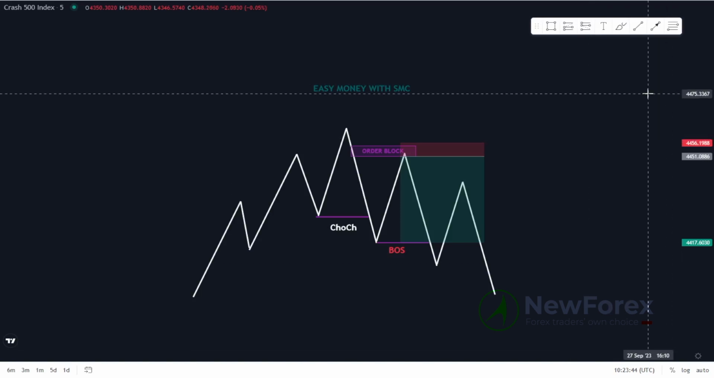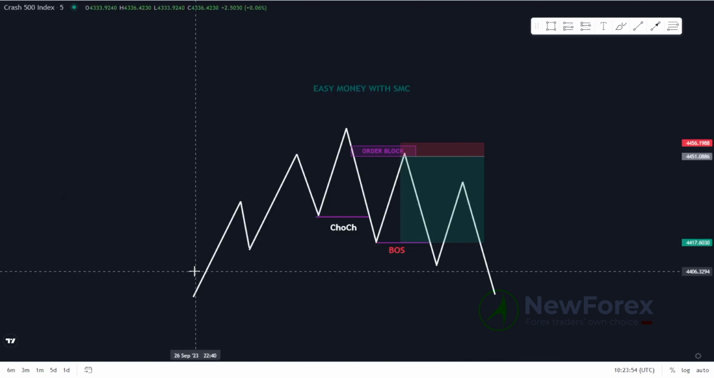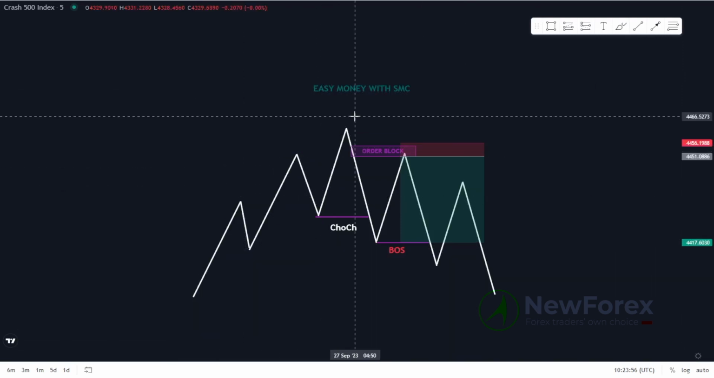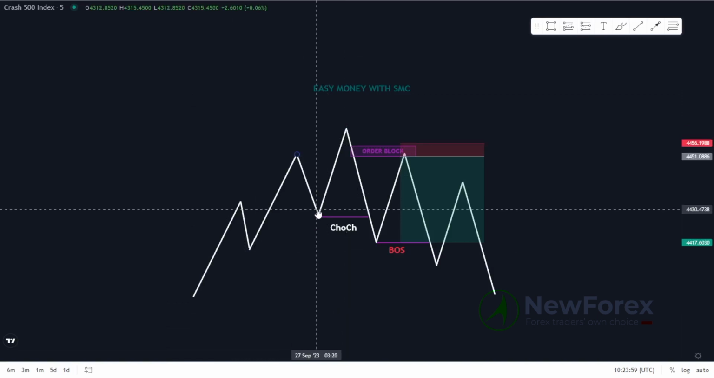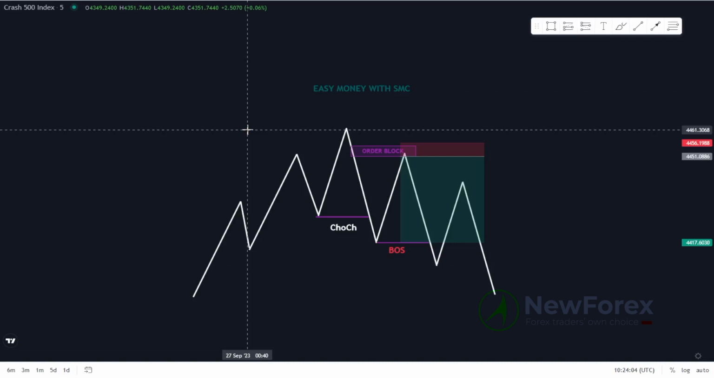Okay, so today we're going again with the easy money with SMC project. So we are going to revise our workflow. First, we need to notice a counter trend move, a move that changes the market behavior, a move that we are saying is driven by institutions, for us to make money following their footprints.